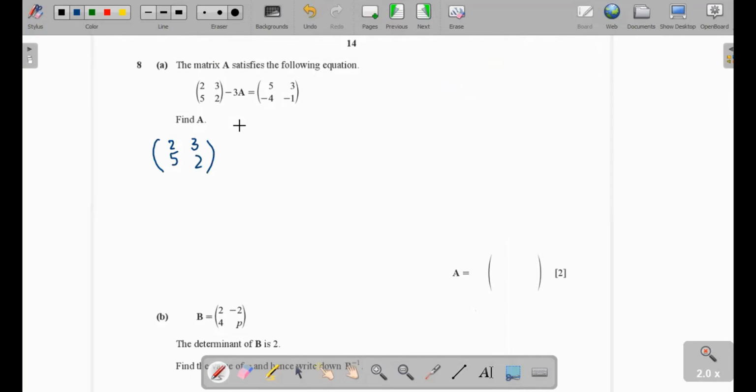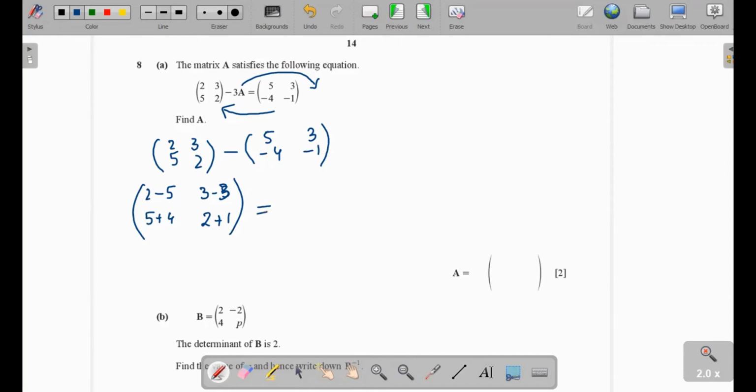2532, and this matrix shifts towards the right side, it becomes plus 3, and that matrix moves from right to left side, and the sign will be the same. Minus 5, minus 4, 3, minus 1, and that is equal to 2 minus 5, 5 minus minus 4 plus 4, 3 minus 5, and 3 minus 3, and same as 2 minus minus 1.